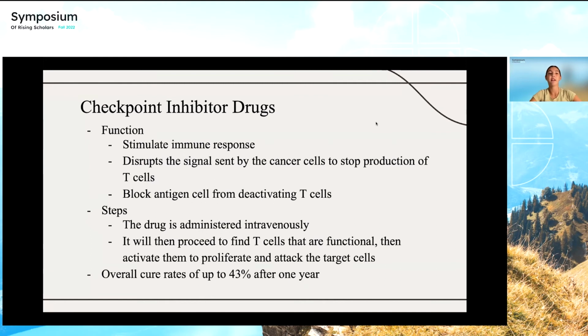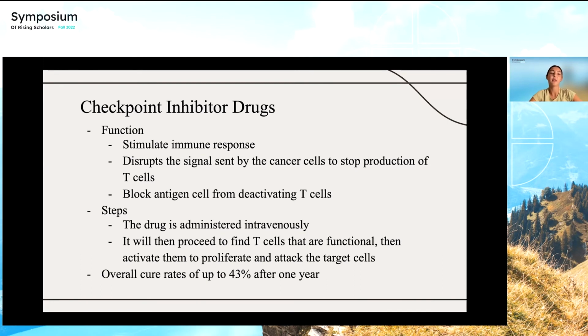The fourth and final immunotherapy I will be talking about is checkpoint inhibitor drugs. Their function is to stimulate an immune response, disrupt the signal sent by cancer cells to stop production of T cells, and to block the antigen cell from deactivating T cells.